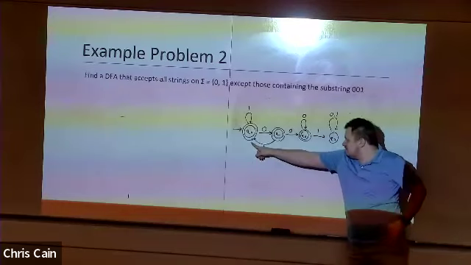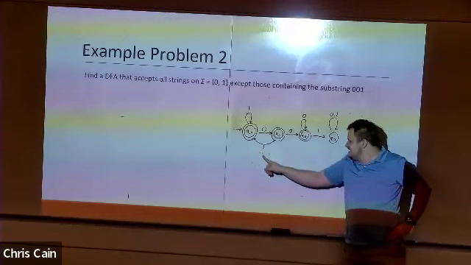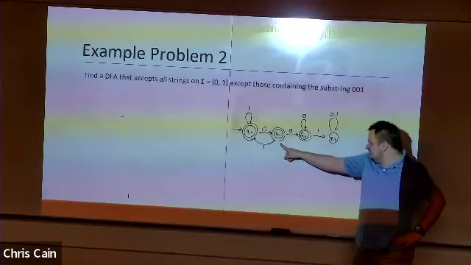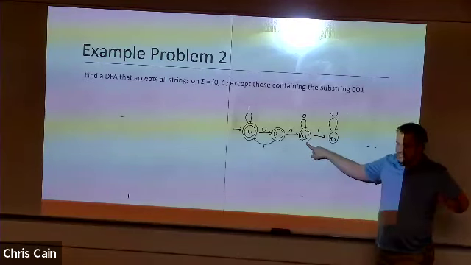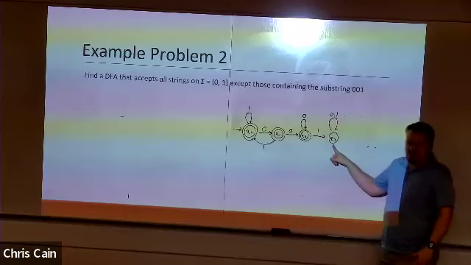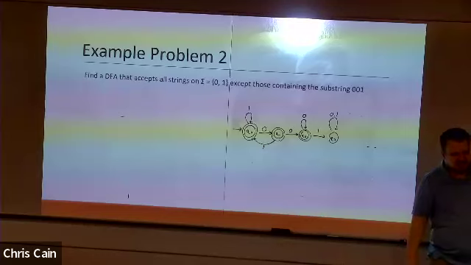So this represents that we've seen nothing of the substring 001. This represents that we've seen the first zero of the substring 001. This says that we've seen the first zero and the second zero of that substring. And then this state represents that we've seen the entire substring, so we want to reject the input.